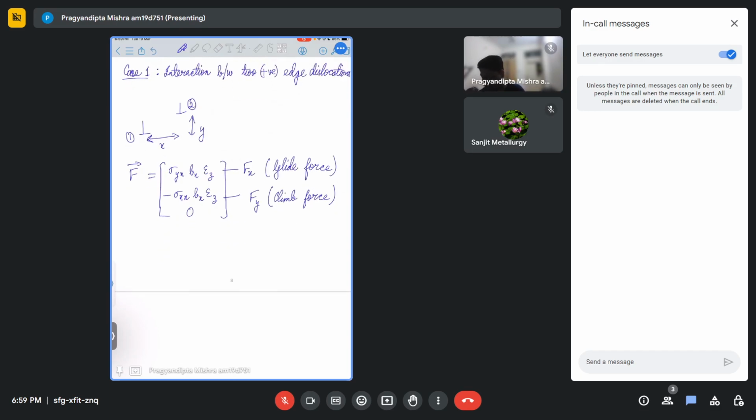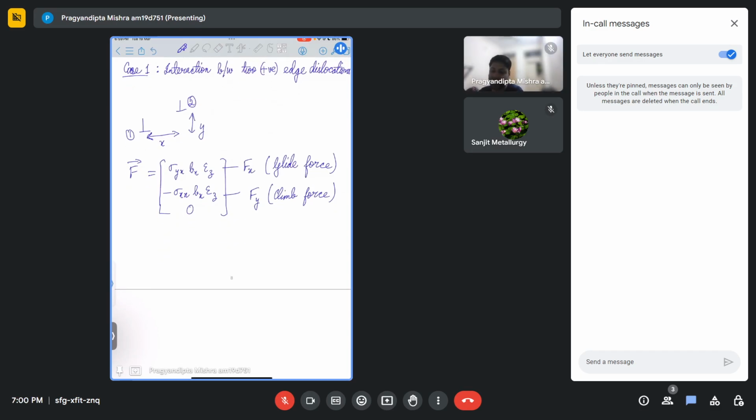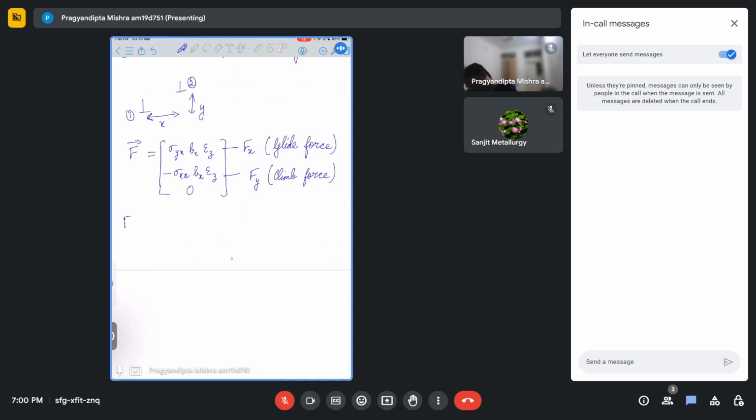Okay. So if we simplify and solve for glide, because we are only concerned with glide, my fx will be equal to plus or minus Gb square divided by 2 pi (1 minus lambda) into (x square minus y square) divided by (x square plus y square) whole square. Okay. So this will be my expression.